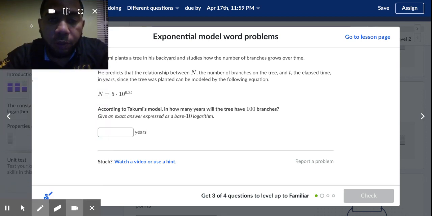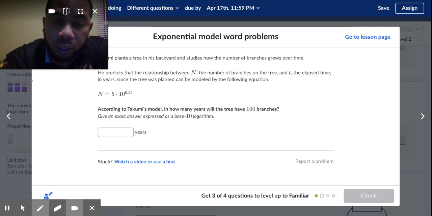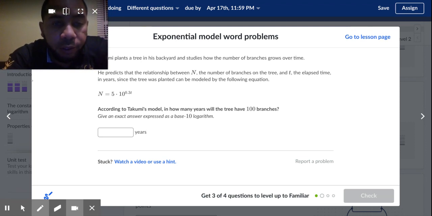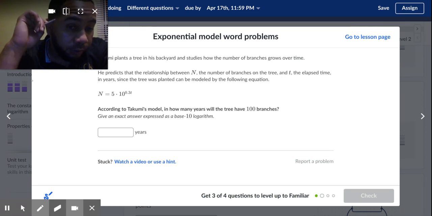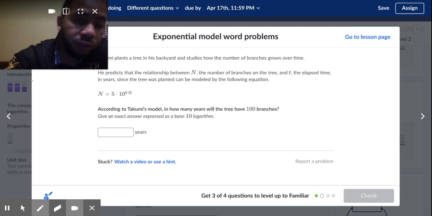Takami plants trees in his backyard and studies the number of branches as it grows over time. He predicts that the relationship between N, the number of branches, and T, the elapsed time in years since the tree was planted, can be modeled by the following equation. Okay, so he's got a little exponential equation there. According to Takami's model, how many years would it take for the tree to have 100 branches?